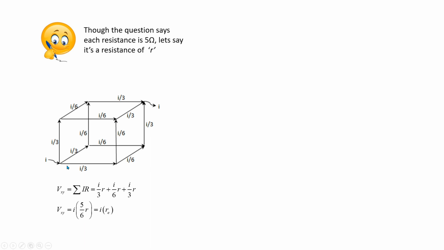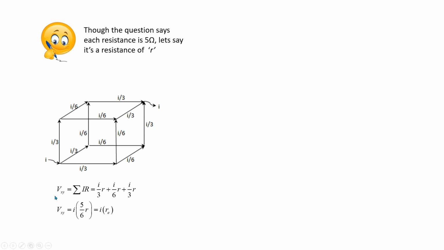Now, if you look further, in this branch I over 6 comes, and in this branch I over 6 comes. They two join together, and once again it gives I over 3. So we have three branches with I over 3, they join together and you get the current I back here. Now to calculate the effective resistance, we know the equation voltage is current times resistance. We can go on one of the routes and calculate the effective voltage drop, and with that we can calculate the resistance.